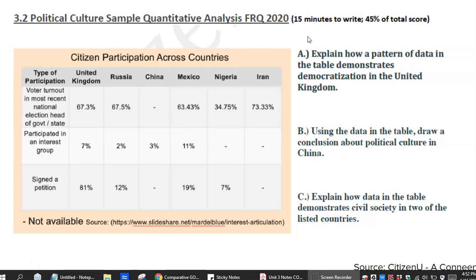Explain how the data in the table demonstrates the civil society in 2 of the listed countries. I would talk about the UK and Mexico, and how they had the highest on the chart and how they used to be corporatist states and now they're pluralist states, which means that they used to be countries that did not have active civil society. I would define civil society. I would make sure that I say that civil society has to be voluntary and that it is not controlled by the government, that participation is voluntary and not controlled by the government. And I would say how those are happening in both the UK and Mexico. Those would be the 2 countries that I would choose.